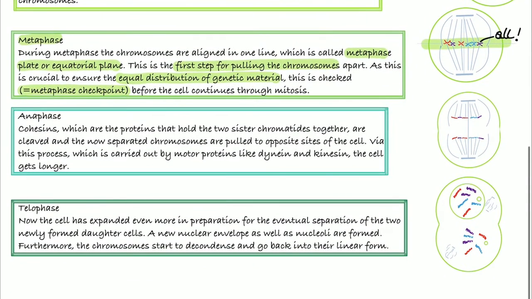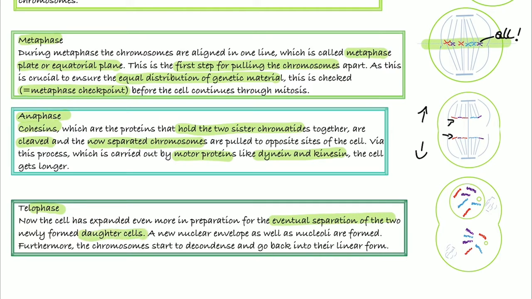In anaphase, the cohesins, which are responsible for holding the two sister chromatids together, are cleaved, and the chromosomes are now pulled apart, and they're pulled to opposite sides of the cell. This process is carried out by motor proteins, which are called kinesin and dynein, and by this process the cell also gets longer. In telophase, the cell expands even more because it has to prepare for the separation of the two newly formed daughter cells.